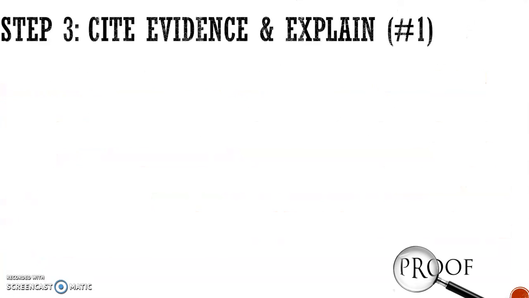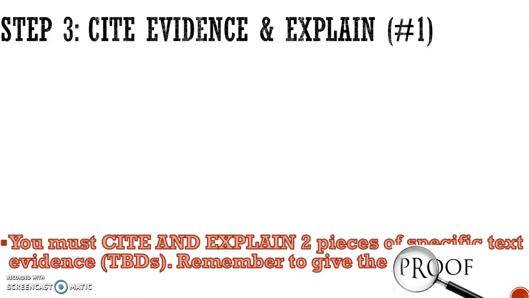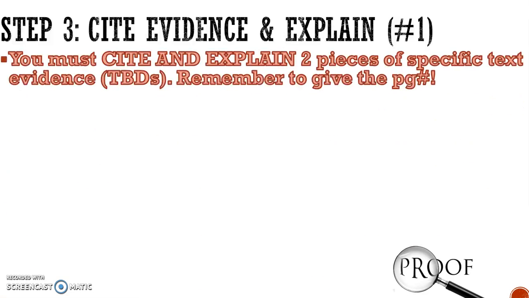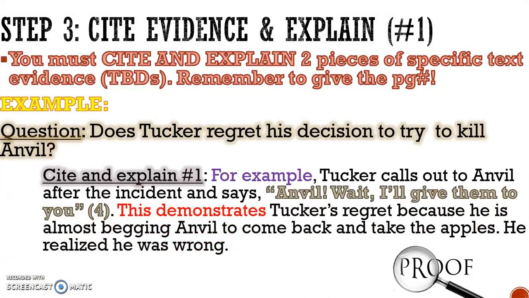My next step now is to cite my evidence and to explain my evidence for the first time. You must cite and explain 2 pieces of specific text evidence. These are called text-based details, or TBDs. Remember, give the page number of where you got your evidence. So let's look at my example again. Here's my question. I've already restated and I've already answered. So I say yes, he regrets it. I need to back that up with some evidence and some explanation.